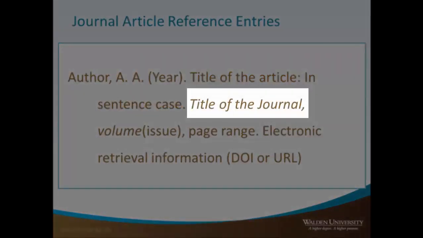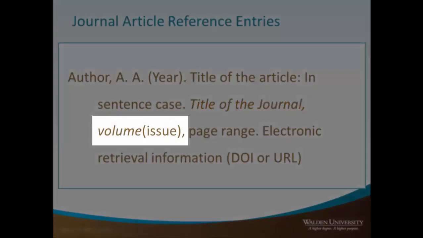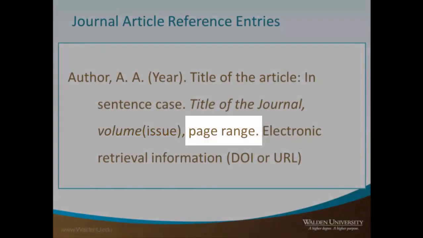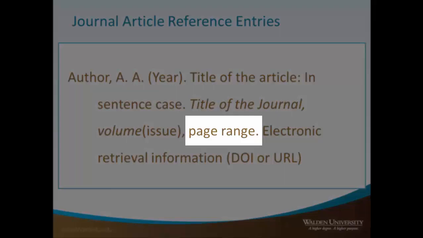Next, include the title of the journal the article was published in. This title appears in title case and is italicized, and is then followed by the volume and issue number. Note that the volume number is italicized while the issue number is not, and appears within parentheses. After the issue number, the page range for the article appears, but there's no need to label it with wording like pp period. Simply list the pages the article appears on.